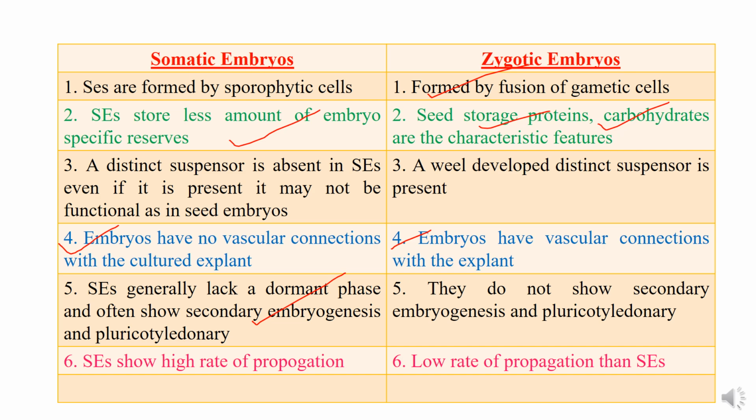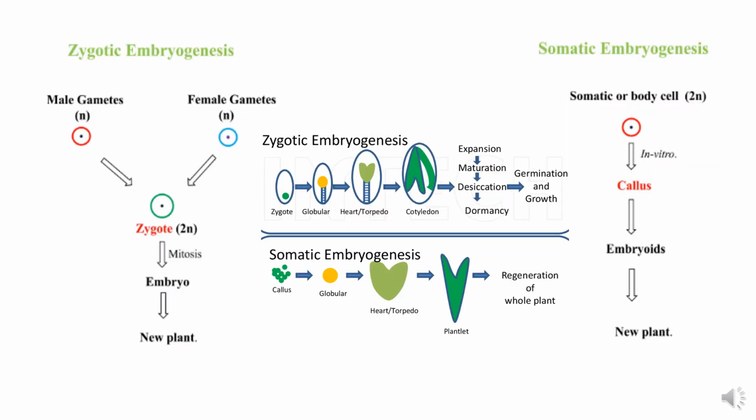And somatic embryos show a high rate of propagation, whereas we can see a low rate of propagation in the case of zygotic embryos compared to somatic embryos. So now I think you clearly understood the major difference between somatic embryos and zygotic embryos. Now, coming to the difference, we will see it in pictorial representation form.